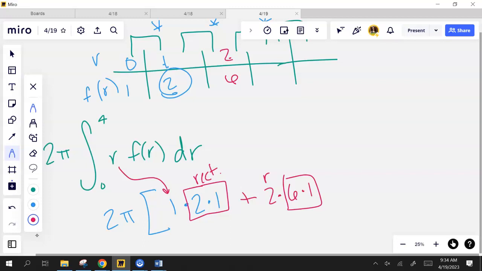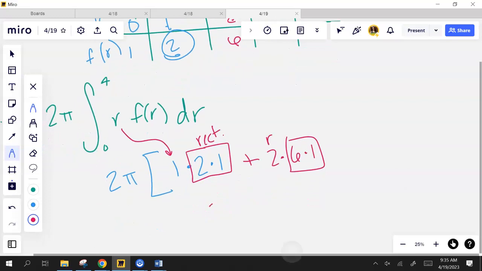So if you go through and do all this, and of course you had a calculator on this one, for whatever good it did you, 2 pi times 134.5.